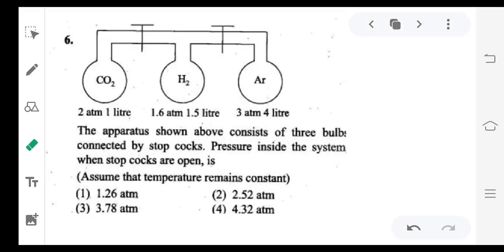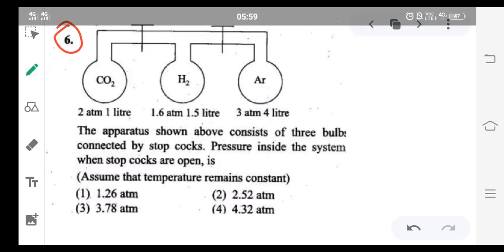Good morning, students. Today we will discuss some important model problems from states of matter. So the first one is the sixth question from your assignment.